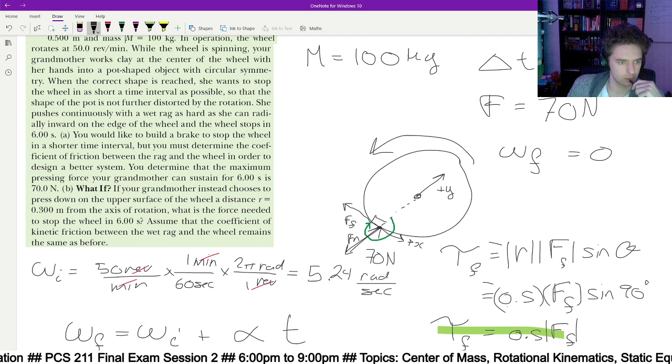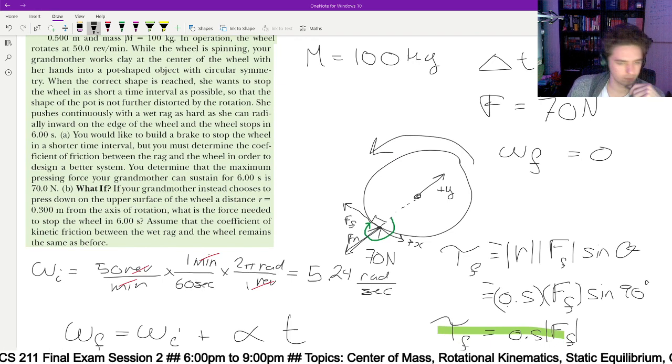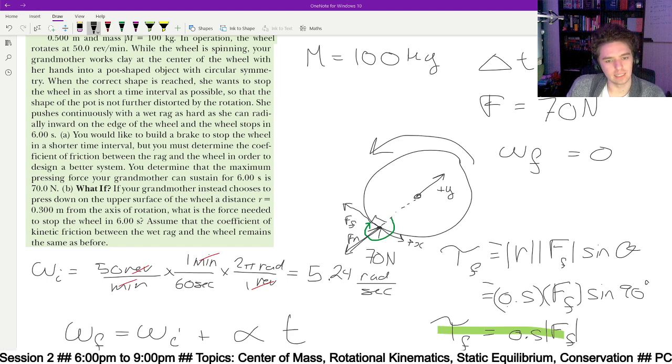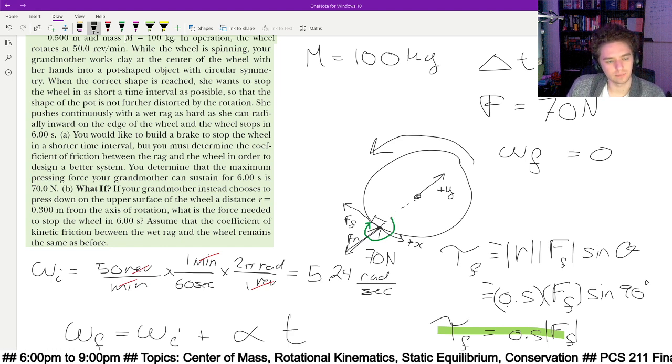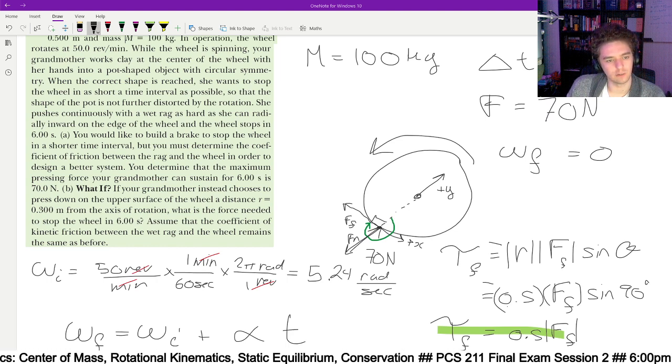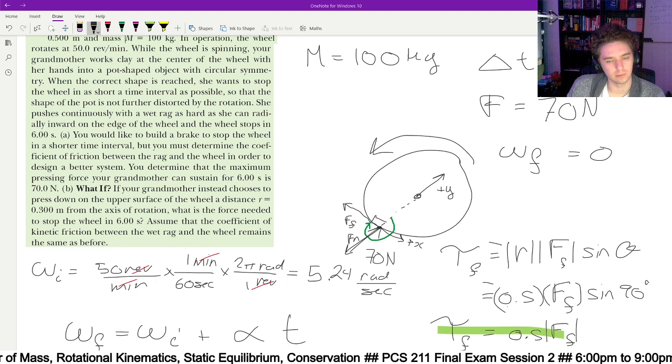So what if your grandmother instead chooses to press down on the upper surface of the wheel at a distance r that from the axis of rotation? What is the force needed to stop the wheel in 6 seconds? Assume that the coefficient of kinetic friction between the rag and metal remains the same as before.